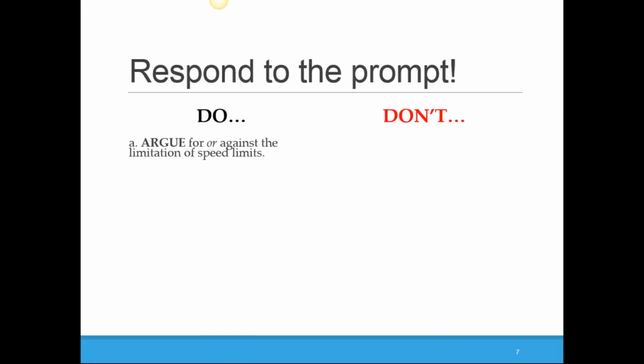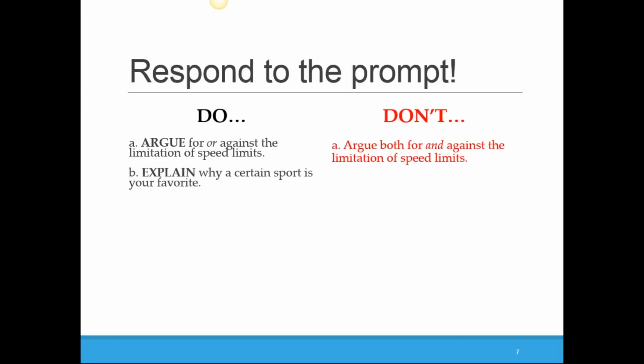All right, so you do want to argue for or against the limitation of speed. You're not arguing both for and against the limitation of speed. If you're doing that, you will get the paper returned. Make sure that you're either arguing for or against the limitation of speed limits. Do explain why a certain sport is your favorite. Do not explain the sport itself or any of the particular players. You're explaining why you like that sport.